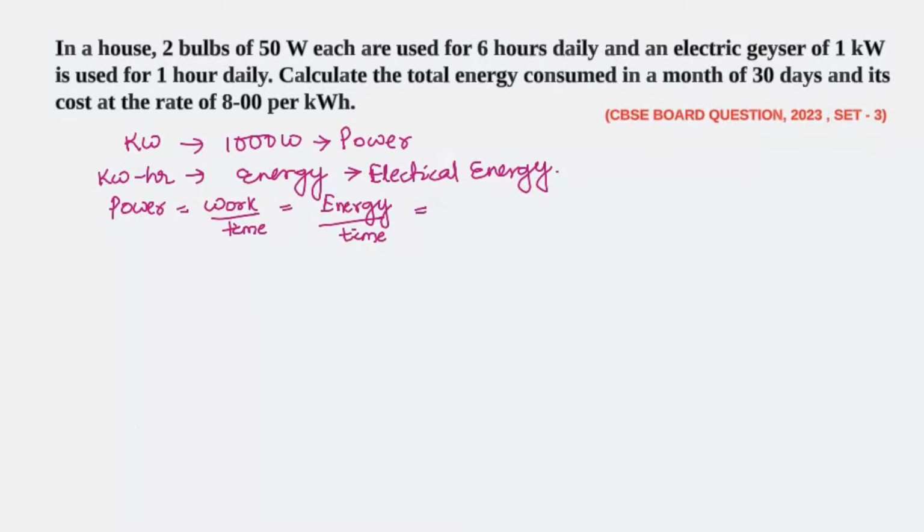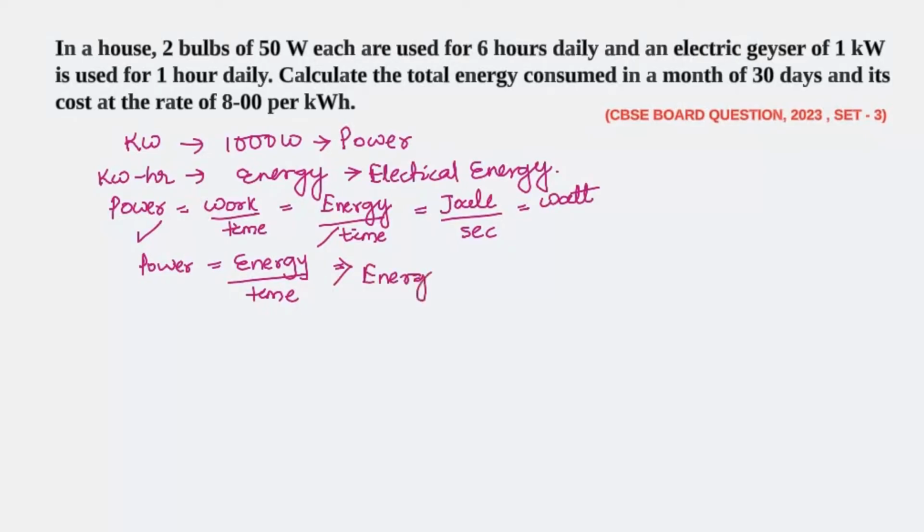Now what is the SI unit of energy or work? It is joule and the time unit is second. So joules per second is watt. So the SI unit of power is watt. Now when we come to energy, see, power is energy by time, right? So energy, if we have to find out, will be power into time.